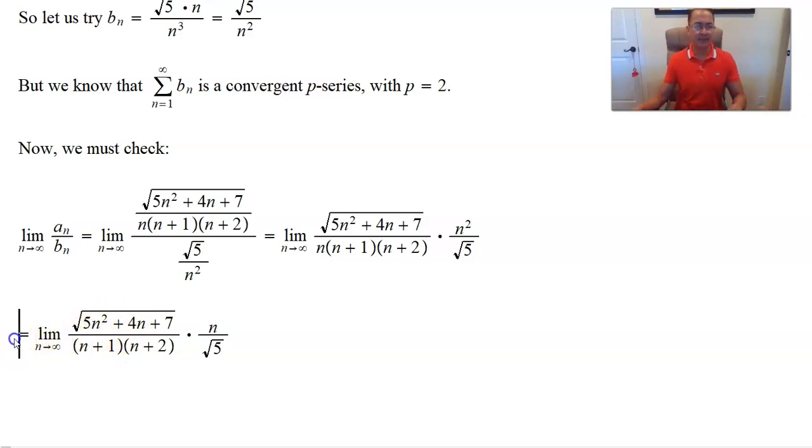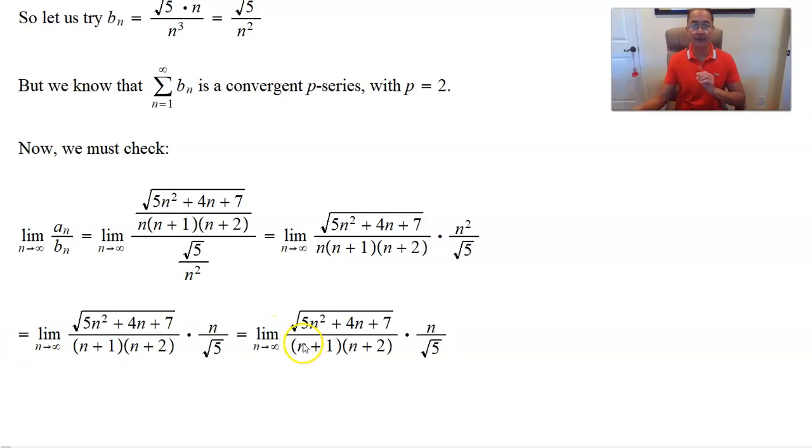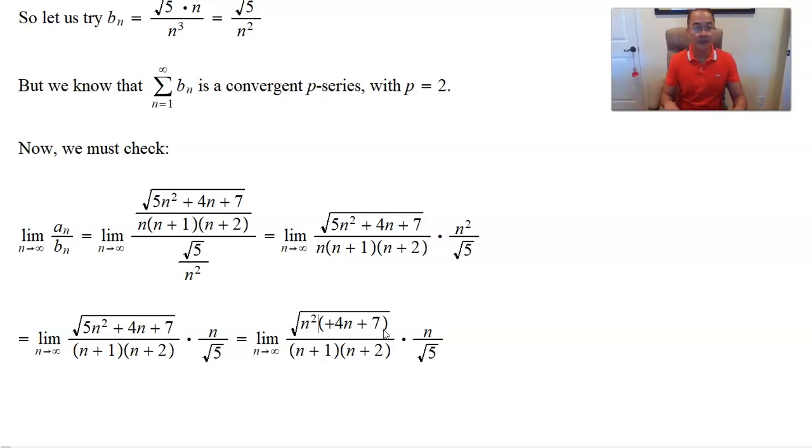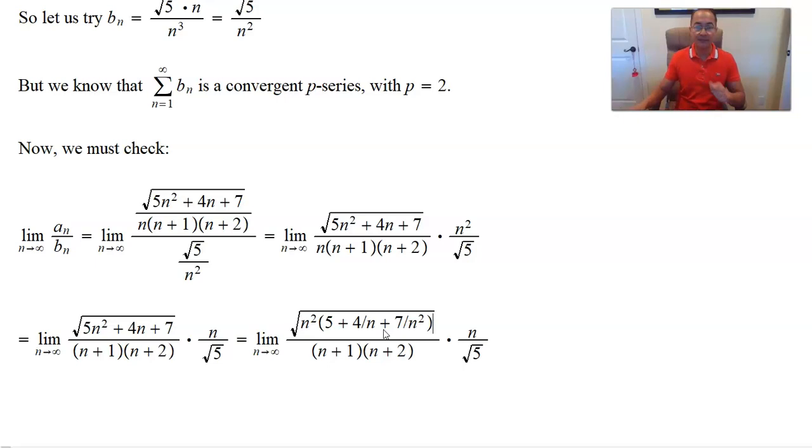So instead, let's do something even more rudimentary, and I might say creative. Let's factor out the n squared inside the square root. So what are we going to do? We are going to take the n squared out. So there's still a 5 there. So instead of 4n, we will have 4n over n squared, which is 4 over n. And instead of plus 7, we will have 7 over n squared. Okay, so far so good.